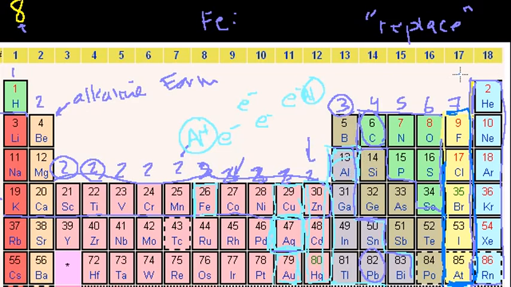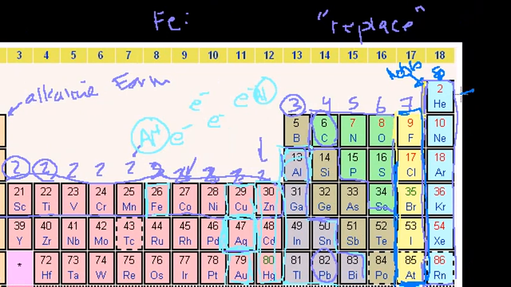And then finally, we're at the noble gases. And what's interesting about the noble gases? Well, they have 8 electrons in their outermost shell, right? Except for helium. Helium has 2, right? Helium's electron configuration is 1s2. But for all of these other guys, take neon: 1s2, 2s2, 2p6. So he has 8 electrons in his outermost shell.